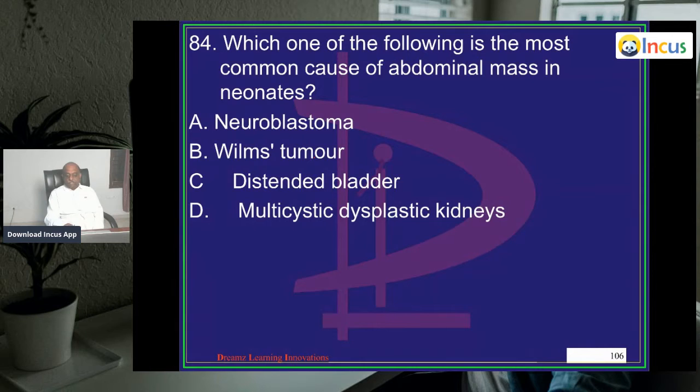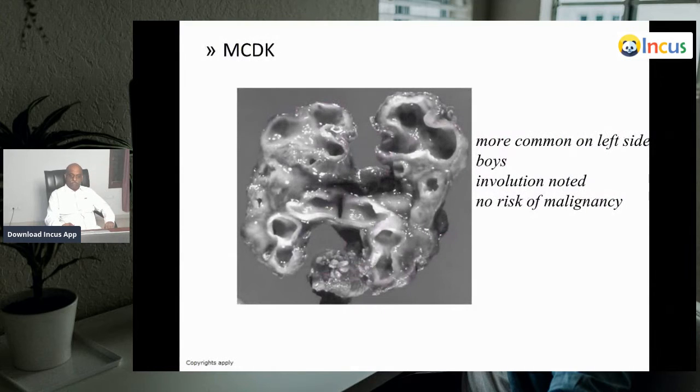Abdominal mass in neonates. Multicystic dysplastic kidney is the most common cause in neonates. Age group is important. It's more common in the left kidney, in the boys, and it undergoes involution, and there is no risk of any renal cell carcinoma. That is the story of multicystic dysplastic kidney.